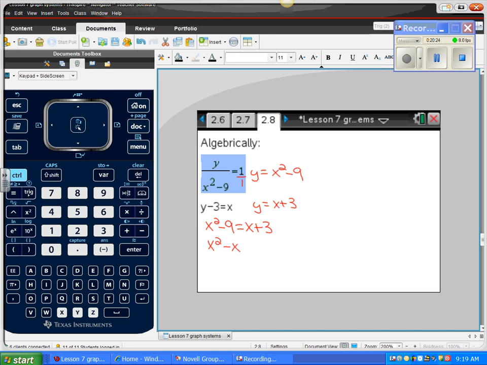I'm going to move the x over. What else am I going to move over? Why am I moving everything to one side? Because it's a what? What kind of function is this? Quadratic. Generally, when I have quadratics, I like to get everything to one side so I can do what? Factor.